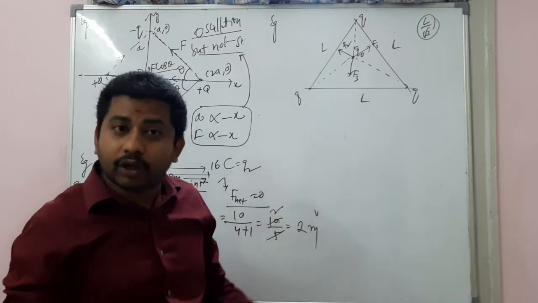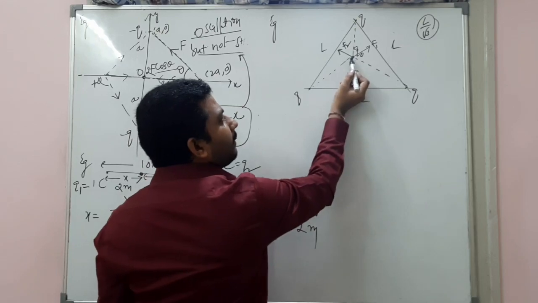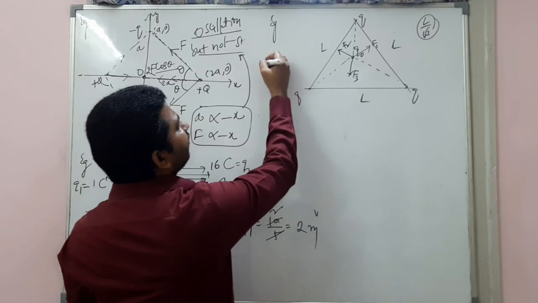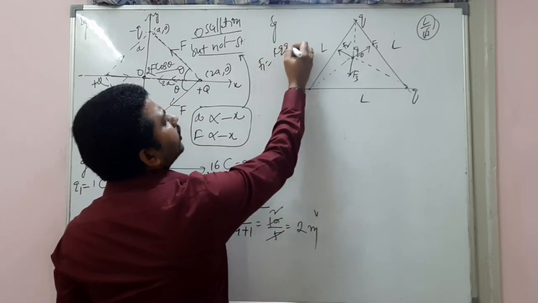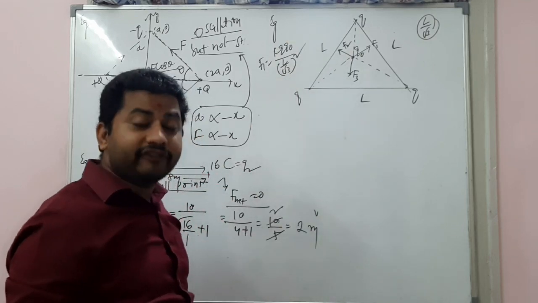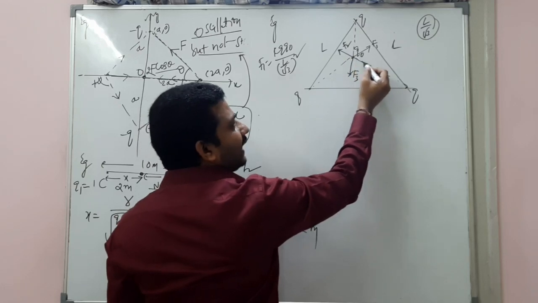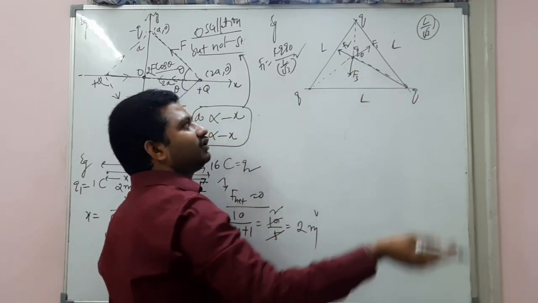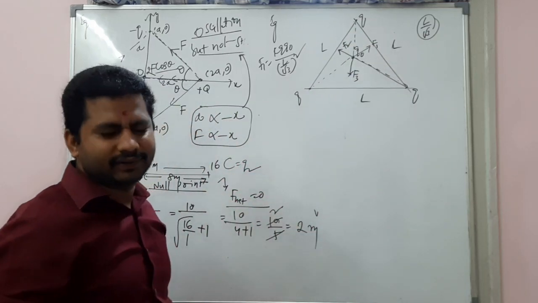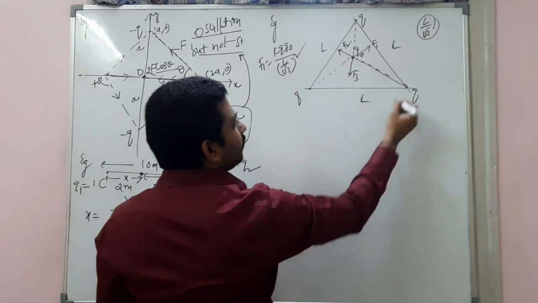Definitely I can say, because F1, if you find, is K Q naught by L by root 3 whole square. F2 is K Q naught by L by root 3 whole square. F3 is also the same, K Q naught by L by root 3 whole square. Everything is the same.